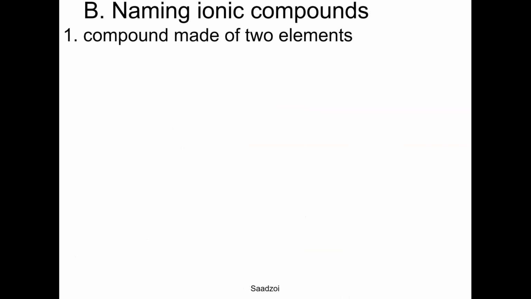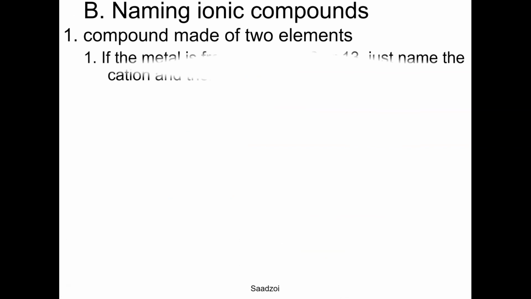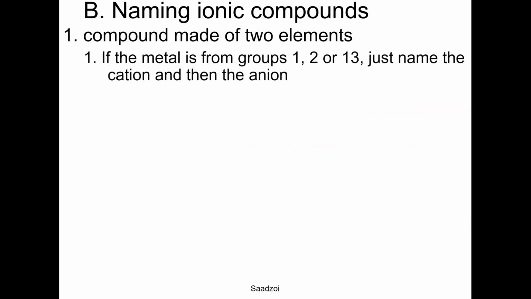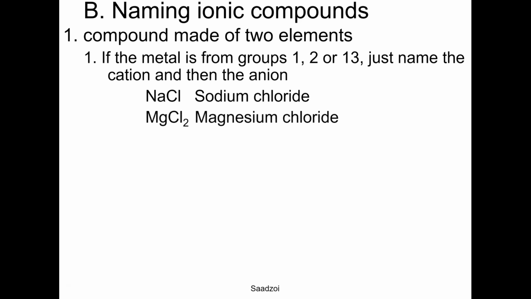Naming ionic compounds. Compounds made of 2 elements are named the following way. If the metal is from group 1, 2, or 13, just name the cation and then the anion and you're done. So for example, sodium chloride. I just name what I see. I don't need to sit there and figure out charges or anything else. You'll see the difference of this versus the more complex versions. Magnesium chloride, once again, just name what you see because it's group 2.